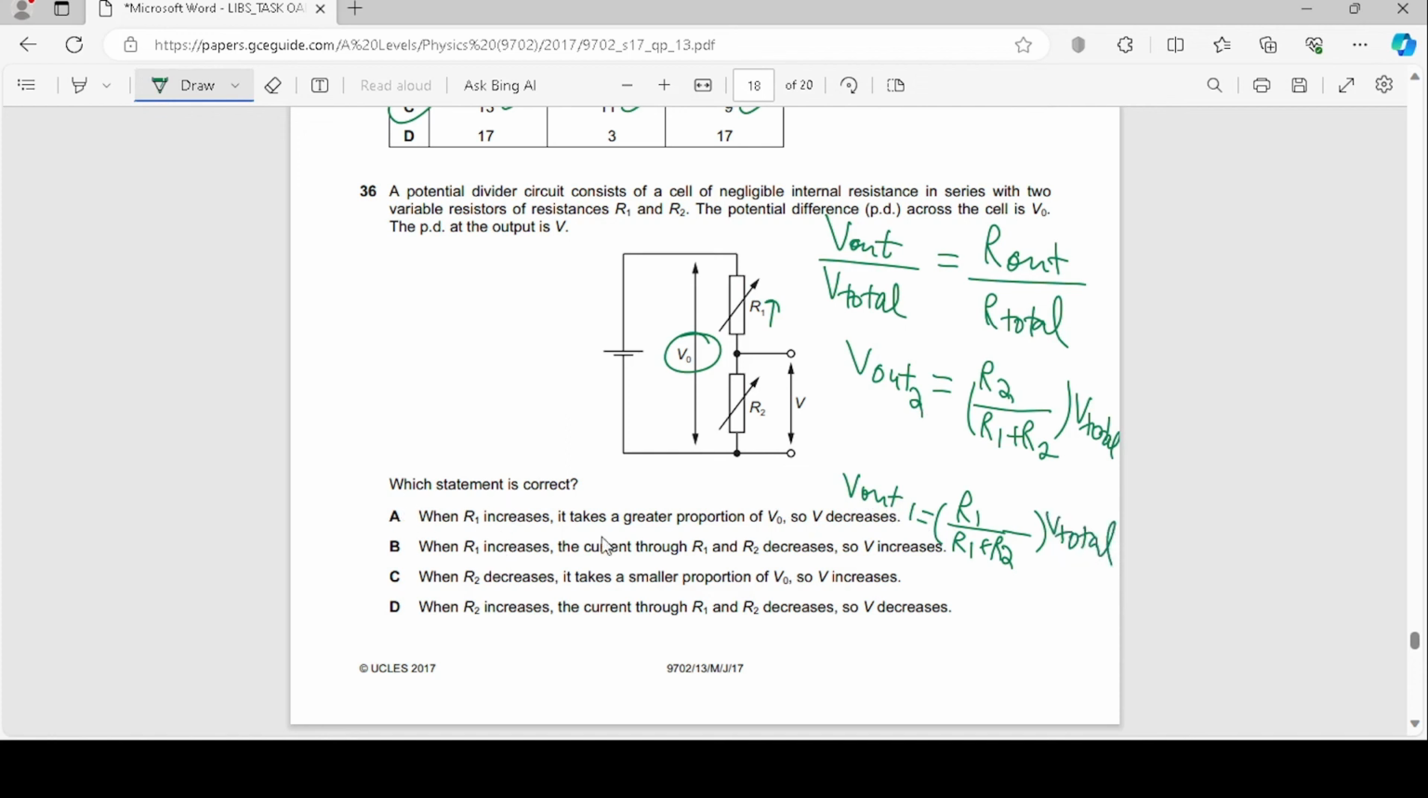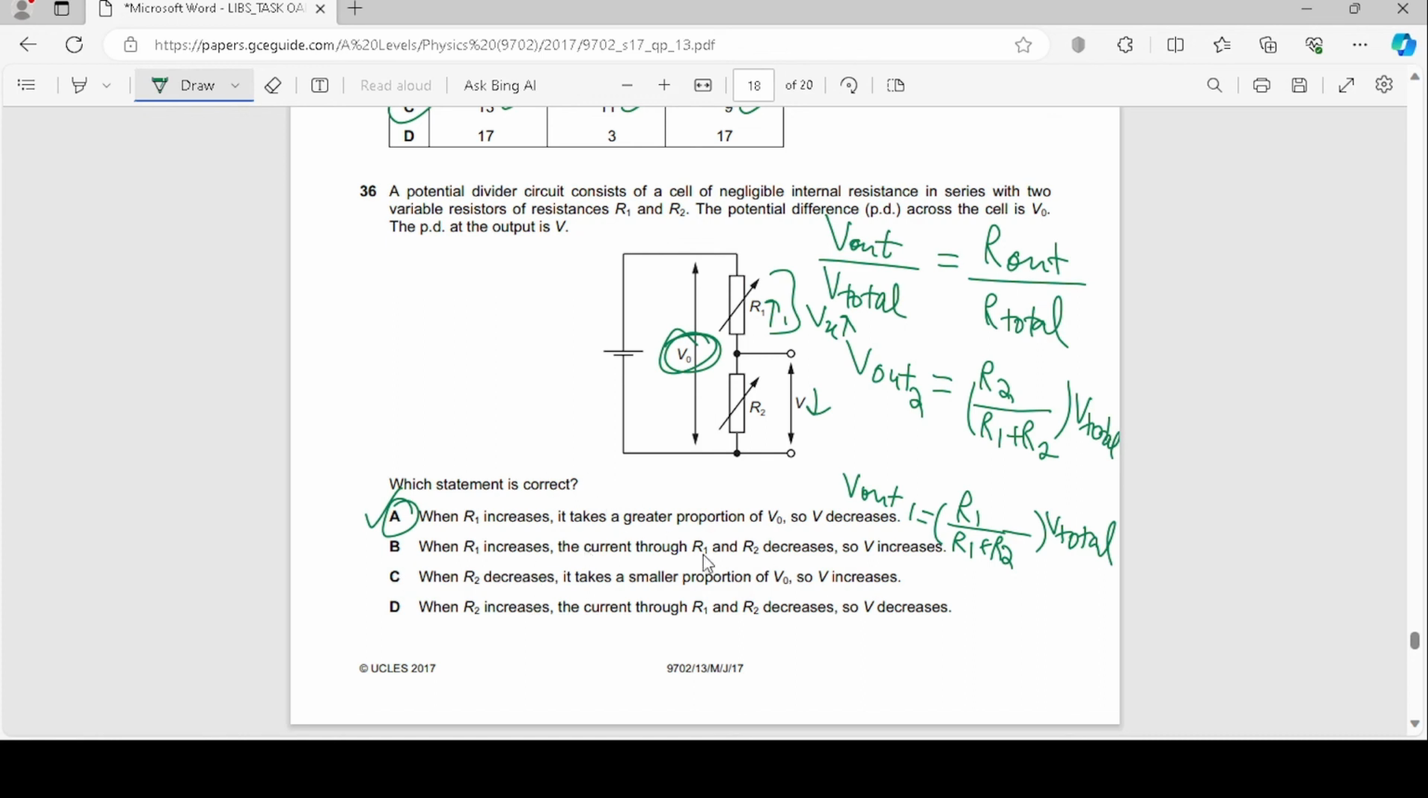Okay, now anyways, when R1 increases, it takes a greater proportion of V0, so V decreases. That is correct. It takes a greater proportion of this V0, and so the voltage across R1, I'll just call it Vx, increases, and so this V decreases. So that's correct. I'm going to say A is the correct answer, but let's check the other options anyways.